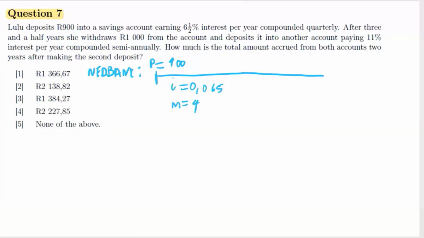We decided with this step after 3 years, so we are going to stop at 3.5 years. This thing is for 3.5 years. This is T is equal to 3.5. And then we have decided, I want money here. I want to take out 1,000.